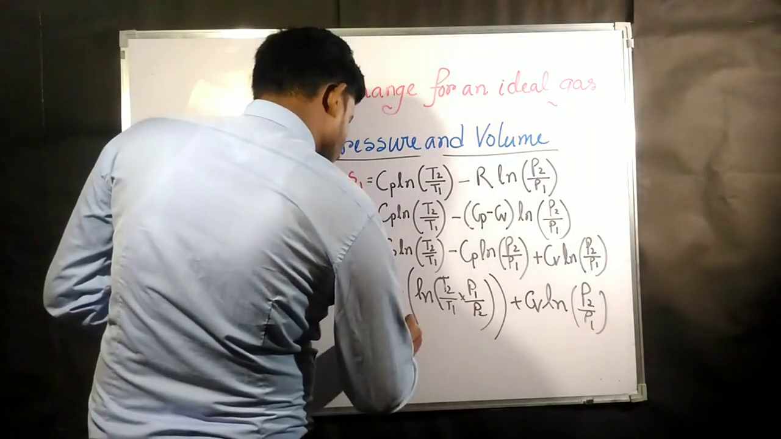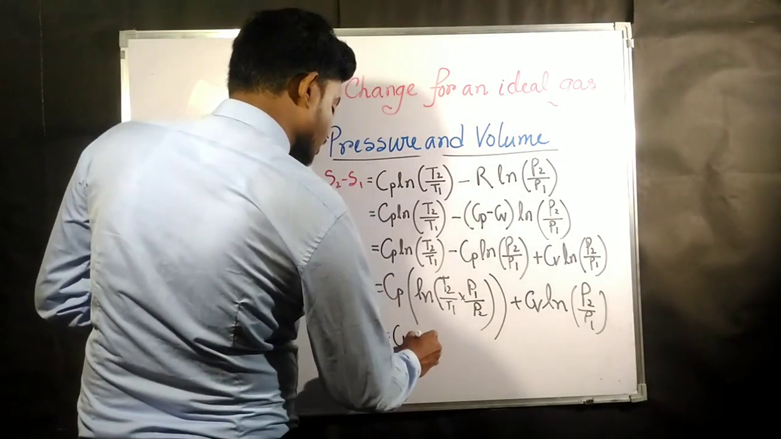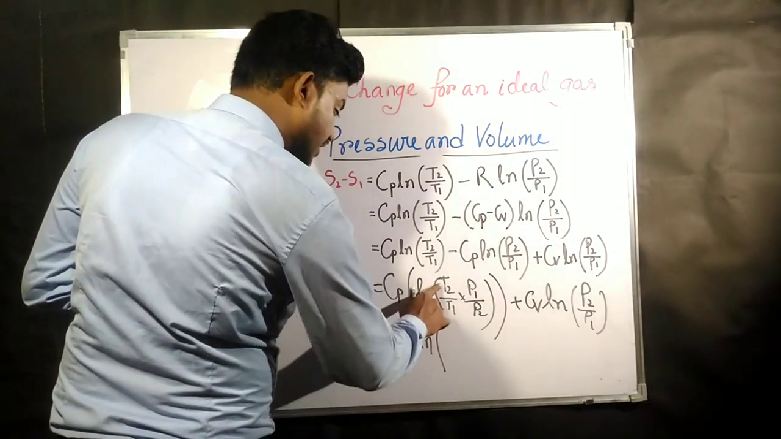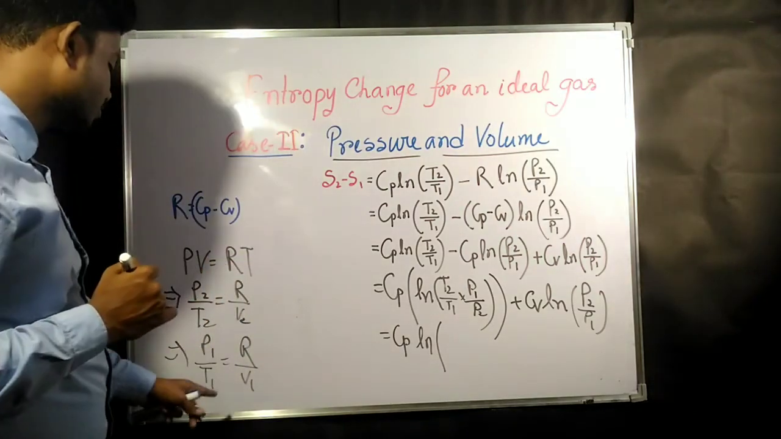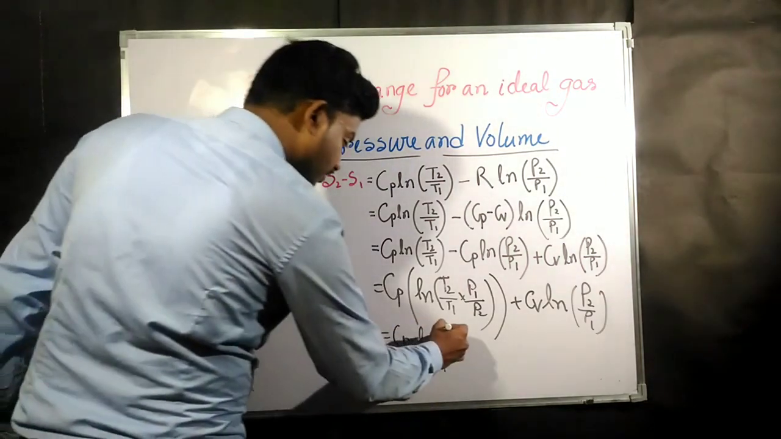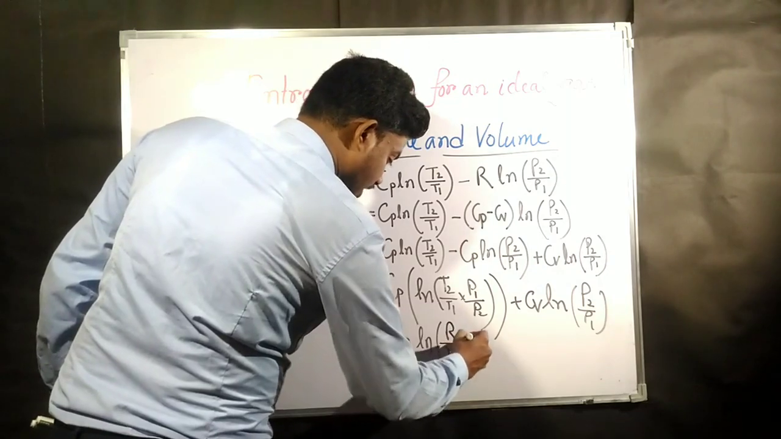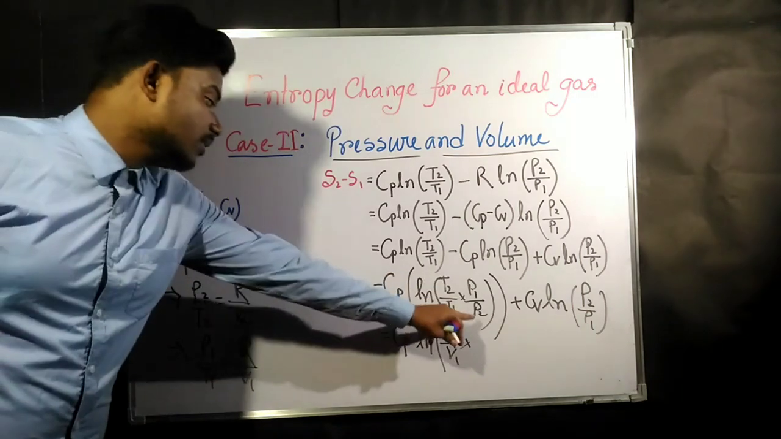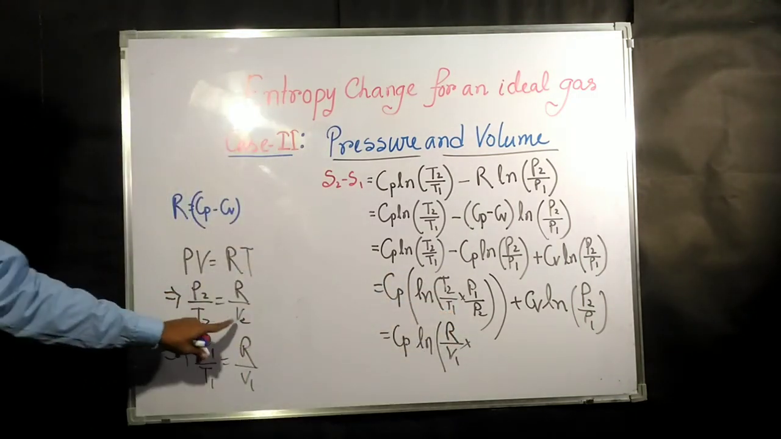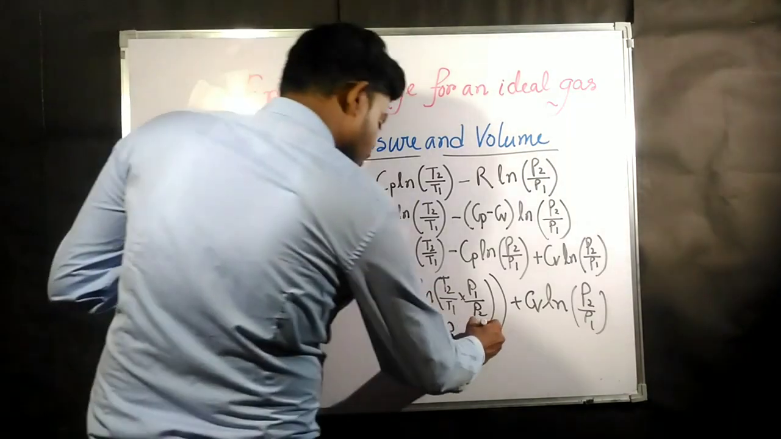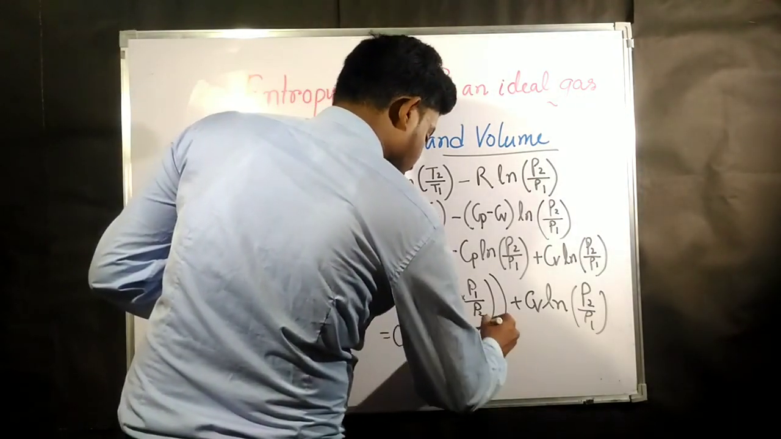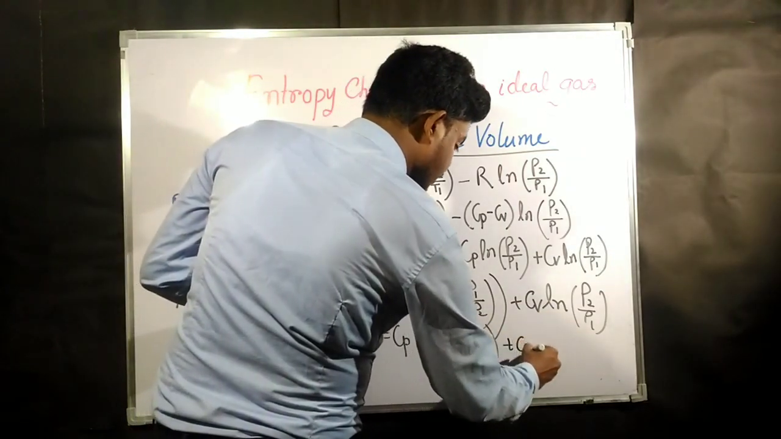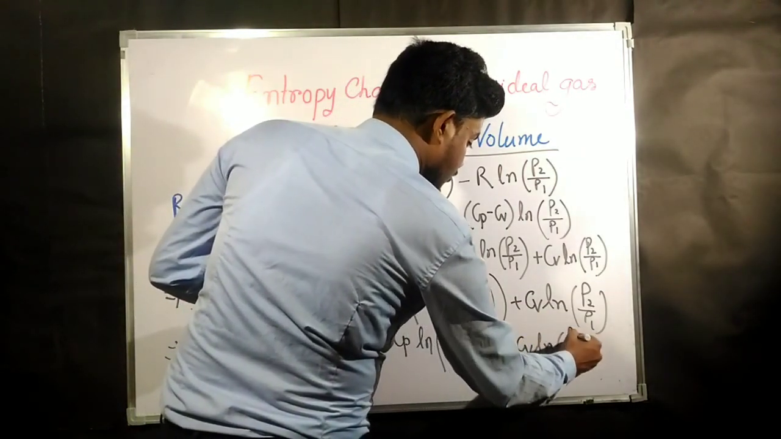So from here you can take Cp into ln of what? P1 by T1 is going to be R by V1. Again, this is T2 by P2, and T2 by P2 is going to be V2 by R. So in place of this you can write V2 by R, plus Cv into ln of P2 by P1.